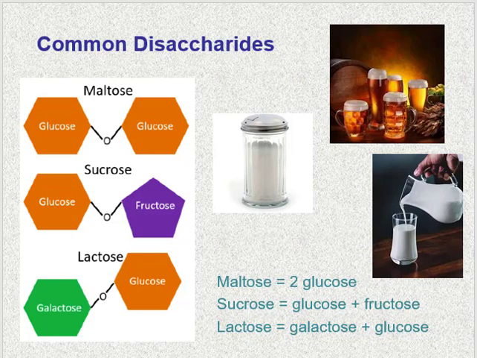Lactose, which is naturally found in milk, is a disaccharide consisting of a glucose and galactose molecule. Maltose, or malt sugar, is a disaccharide that is formed when 2 glucose molecules have covalently bonded together. Maltose is often found in wheat beers. The most common disaccharide is sucrose, or table sugar, which is composed of glucose and fructose monomers.